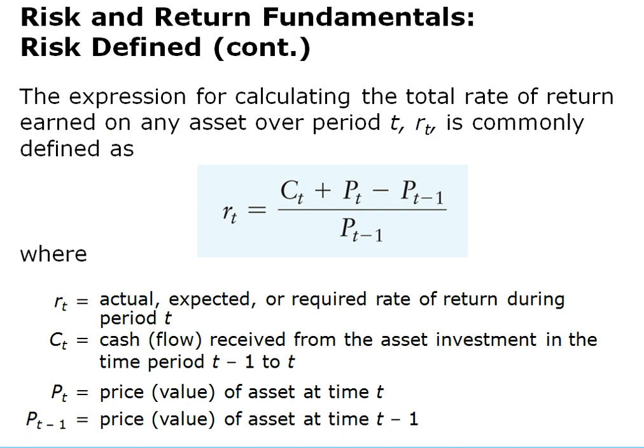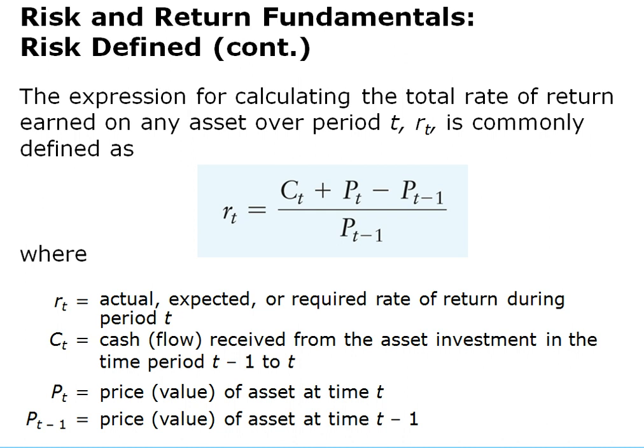Okay, here is the actual formula I was talking about for calculating return. If we want to look at the rate of return, we can express it in these variables, where R_t is the required return during a period. It could be thought of as actual, expected, or required. Cash flow is the amount of money received from the investment, usually in the form of dividends. Price is the price of the asset. P_t is the price of the asset at time t, and P_t minus 1 is the price of the asset at time t minus 1.